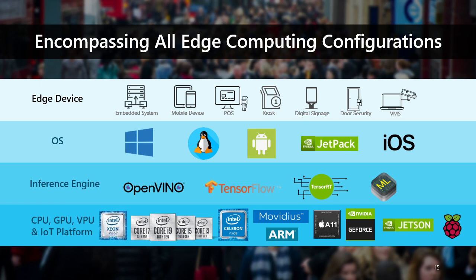So here you can see with all this combination, we can have our engine run on a wide range of edge devices, all the way up from embedded systems, industrial computers, servers, and VMSs, or all the way down to lightweight devices like a door security device, kiosk, POS, or digital signage. Okay, so that's what our facial recognition FaceMe engine supports.